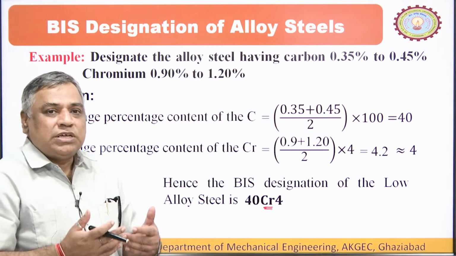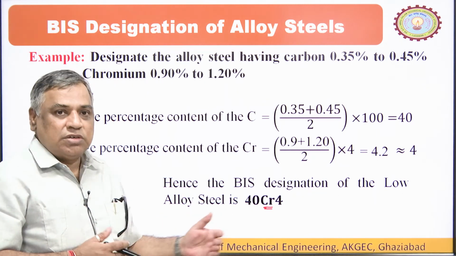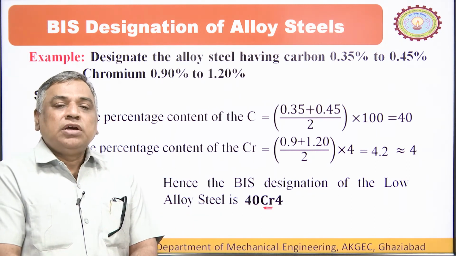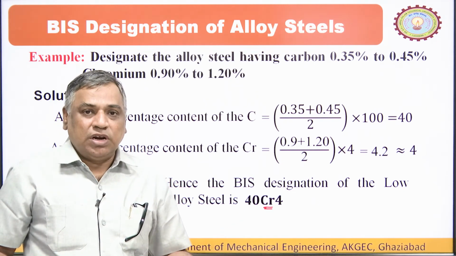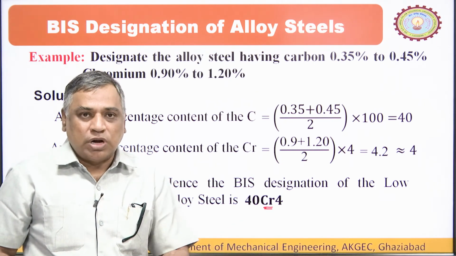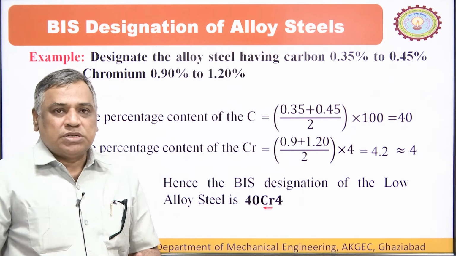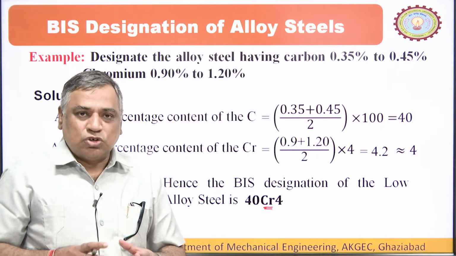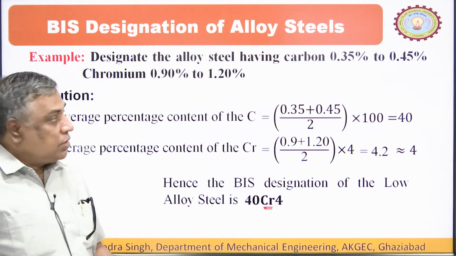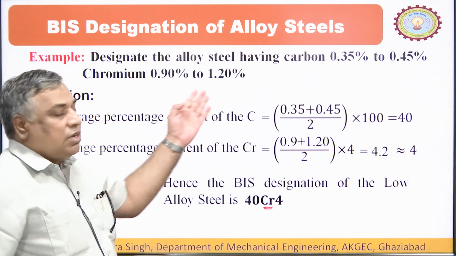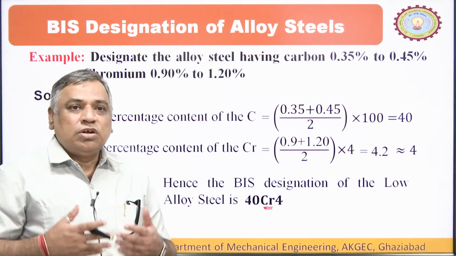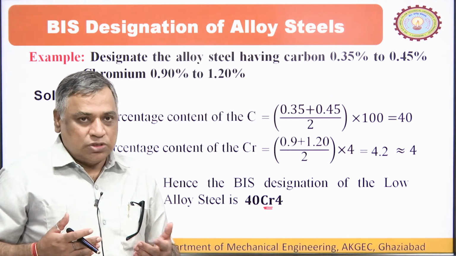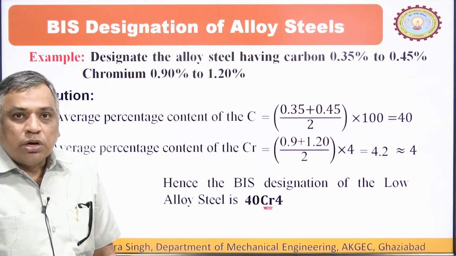So, if other than C and X, the first chemical symbol you find in any designation of BIS, then this is definitely an alloy steel, low, medium or high. It will be decided on the basis of the average percentage content of all the alloying elements. So, here there is only information about chromium, and it is only 2.10%. So, it is low alloy steel.